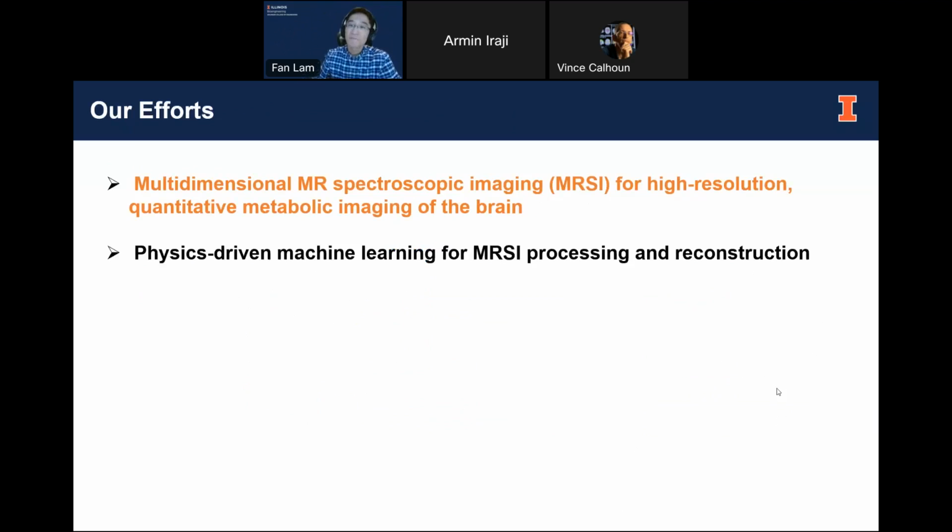So all this exciting capability, high resolution, fast MRSI enabled by the SPICE framework, really motivates us to think about, can we push this even further to provide molecular level information with more quantitative accuracy and robustness? And then also, can we get more information from the spins of different molecules? So this is the drive behind our effort on developing this new set of imaging techniques called multidimensional MRSI for high resolution quantitative molecular imaging of the brain.